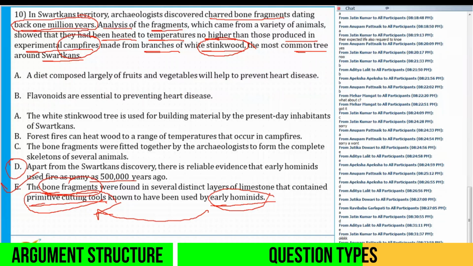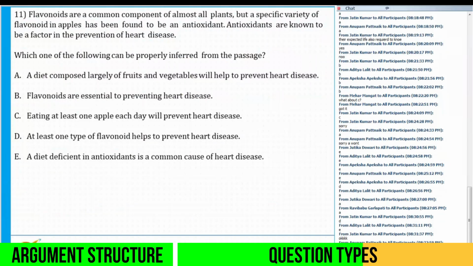Question number 11. Flavonoids are a common component of almost all plants, but a specific variety of flavonoid in apples has been found to be an antioxidant. Antioxidants are known to be a factor in the prevention of heart disease. Based on this information, which of the following can be inferred? What can you infer?